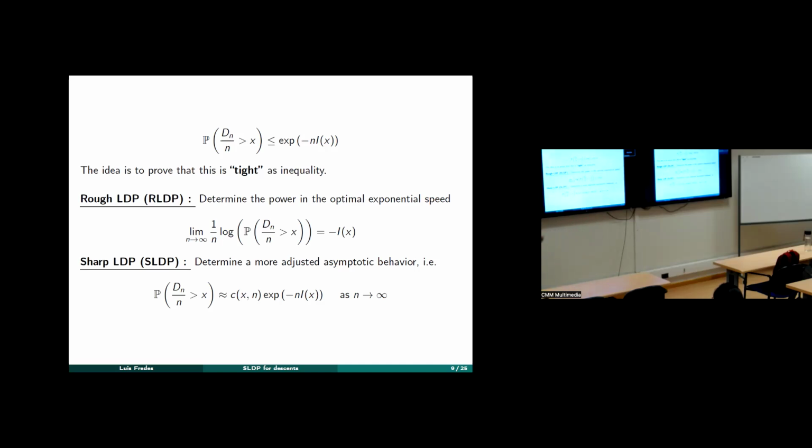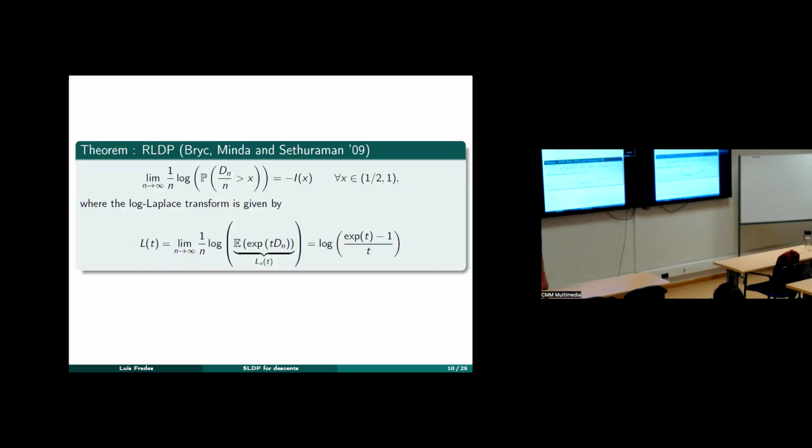And there is another one that is sharp, because it gives more information. It consists in trying to determine a more adjusted version of this one. It's not just that there is the rate function here. We try to find what happens with the factors that go with it. Okay, so this is called the sharp large deviation principles, and it gives obviously more information than the rough ones. So, state of the art still.